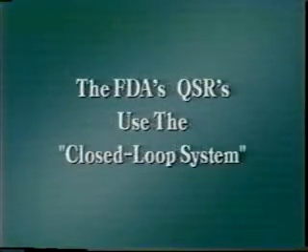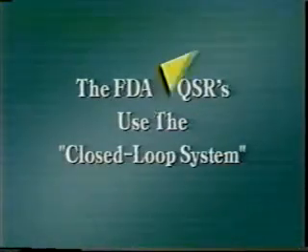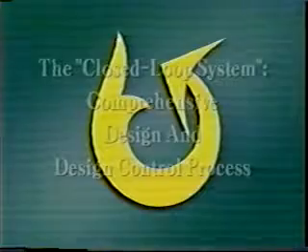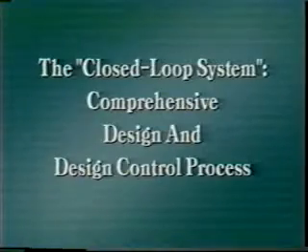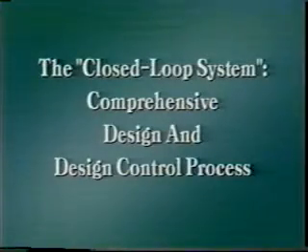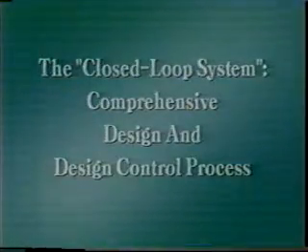FDA has a way of looking at its QSR to make sure that this kind of reliable and predictable system exists, and that's why it is called the closed-loop system. The parts of a closed-loop system are these. The FDA expects a very comprehensive design and design control process so that the company knows what it wants to make and what it is making.